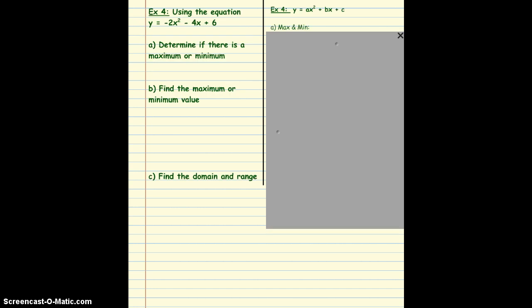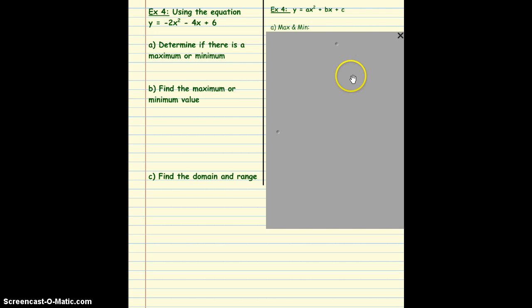Alright, example number 4. Now that you've had some practice working with quadratic equations, we are going to take it a step further. We're going to use the equation y equals negative 2x squared minus 4x plus 6, and we're going to do 3 things. We're going to figure out from the equation if there is a minimum or a maximum. Once we figure that out, we're going to find exactly where that minimum or maximum is, and then we're going to find the domain and the range.